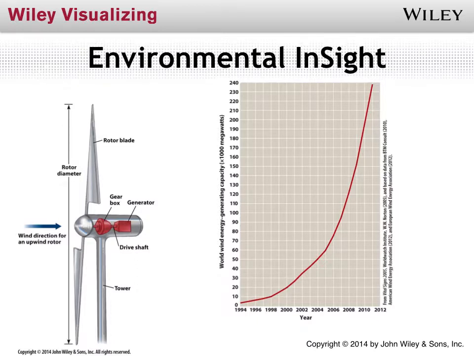And again, you can see a close-up of the actual turbine. Simplified, of course, but the general idea: the wind spins a propeller, the gearbox drives the drive shaft that spins the generator that makes electricity.